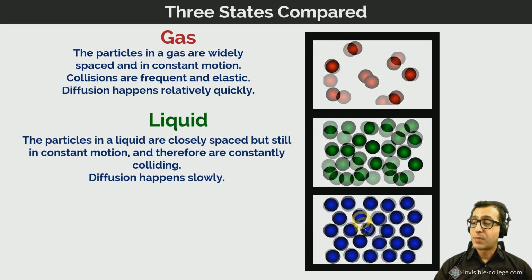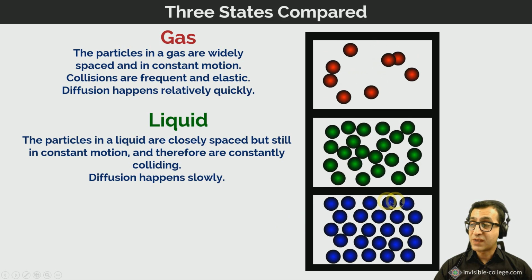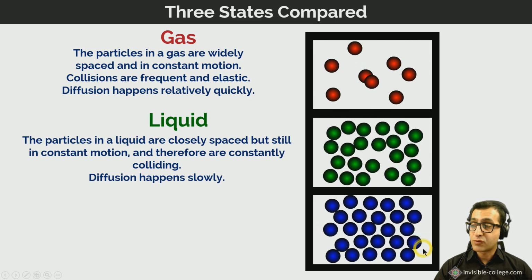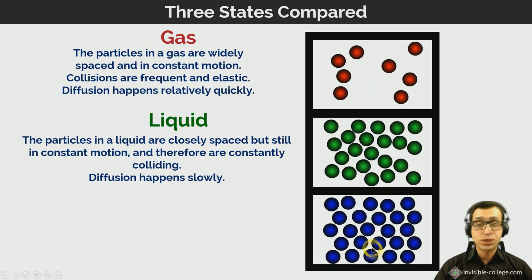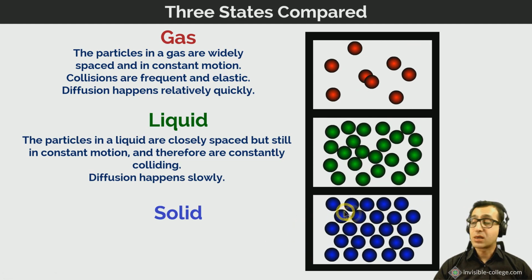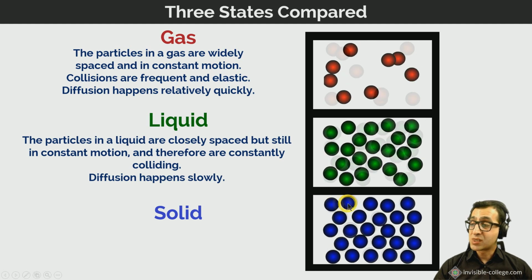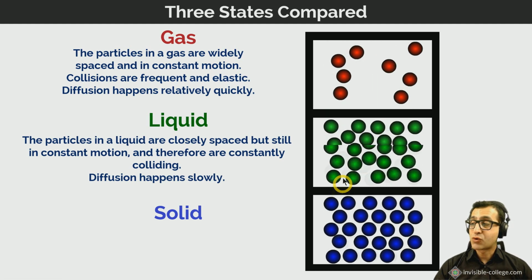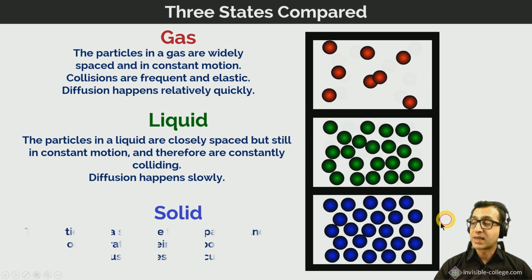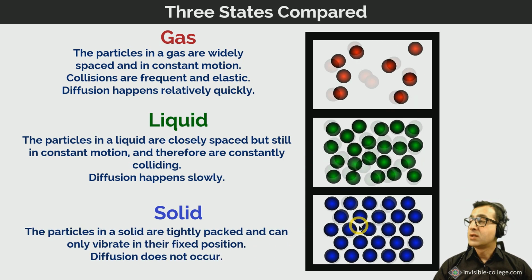In a solid, the particles are moving in a vibrational manner around these average fixed positions in this regular geometric arrangement that we call a lattice structure or a crystal structure. And they are tightly packed together, very, very close to each other, and the forces between them are comparatively stronger than they are in a liquid or in a gas. So diffusion in solids does not occur.